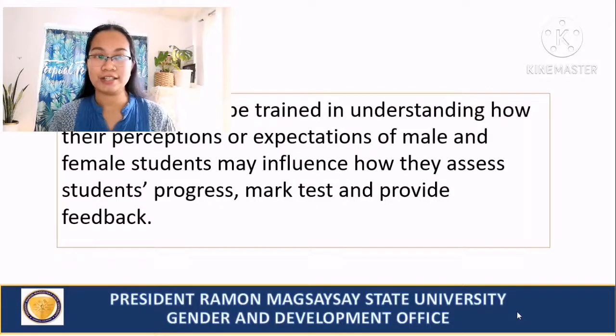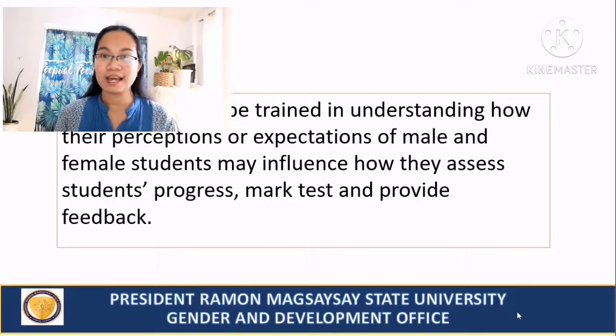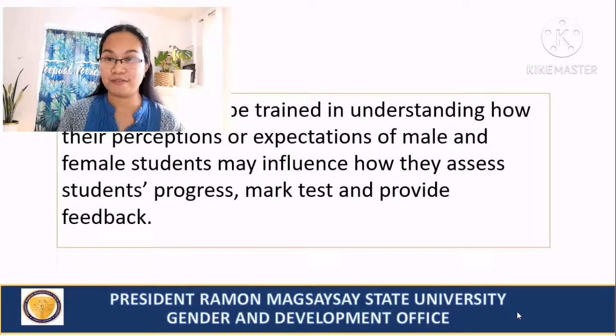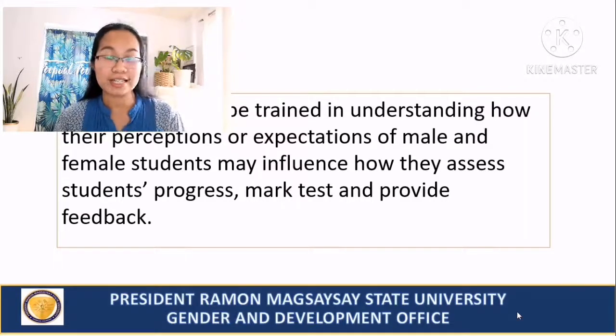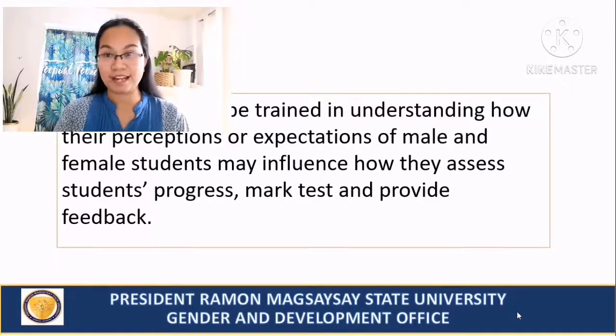Teachers need to be trained in understanding how their perceptions or expectations of male and female students may influence how they assess students' progress, mark tests, and also provide feedback. Now, during recitation, we might be unconscious, but this time we will now be conscious kapag nagtatawag ba tayo, let's say in math. Pag nagtatawag ba tayo ng estudyante natin, do we give them equal opportunities ang male or female? Or mas binabato natin yung questions sa male?